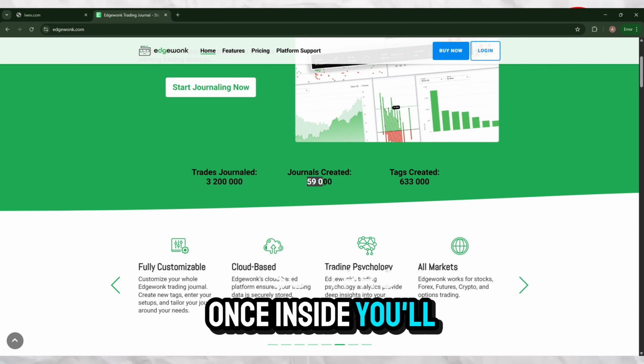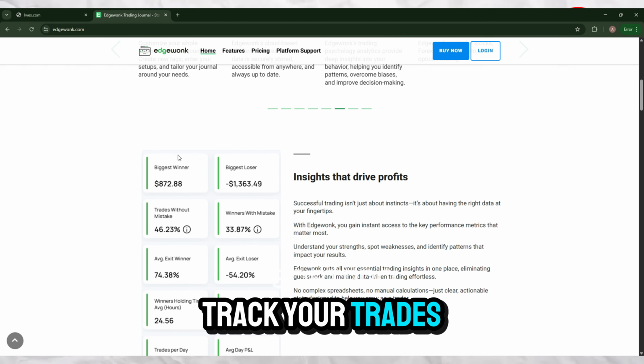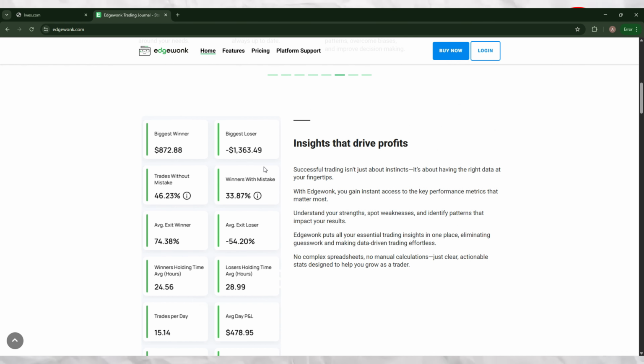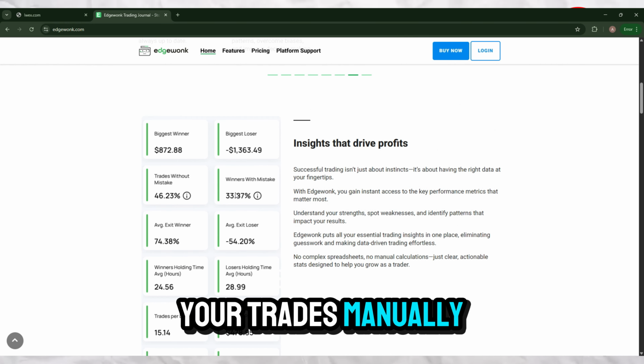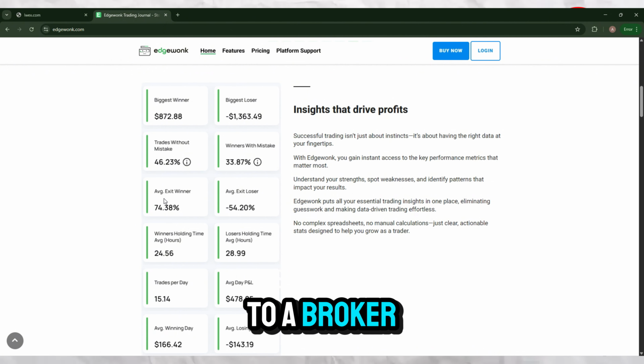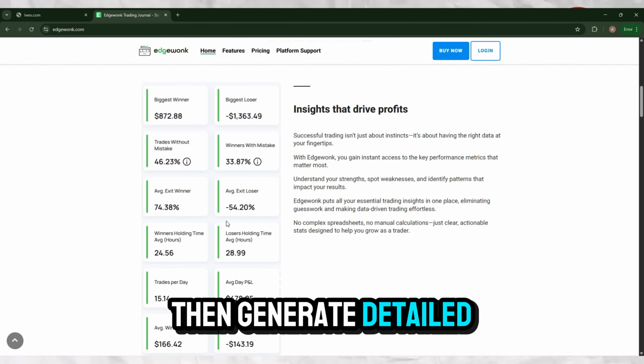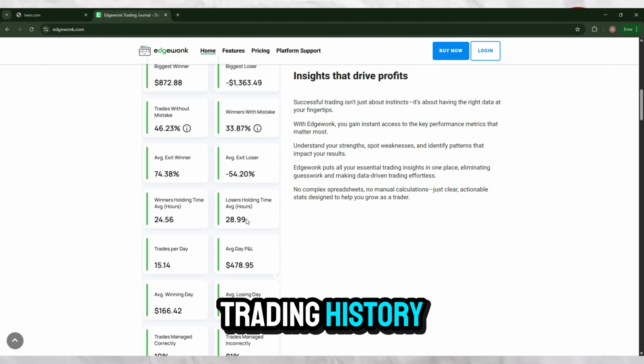Once inside, you'll see the dashboard where you can track your trades and analyze performance. Start by importing your trades manually or by connecting to a broker. Edgewonk will then generate detailed reports based on your trading history.